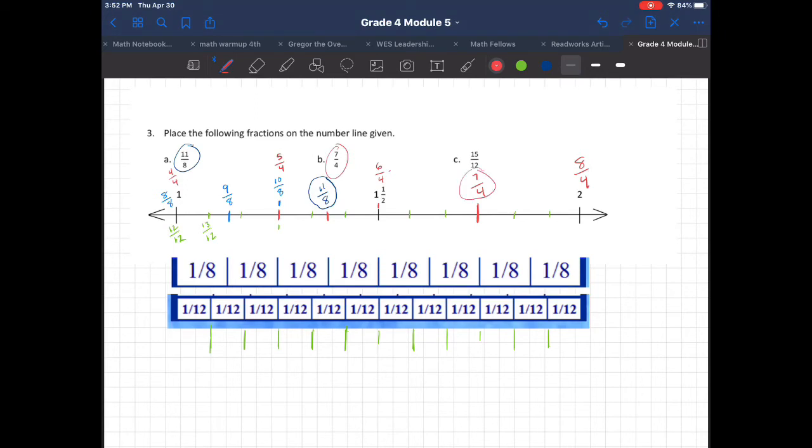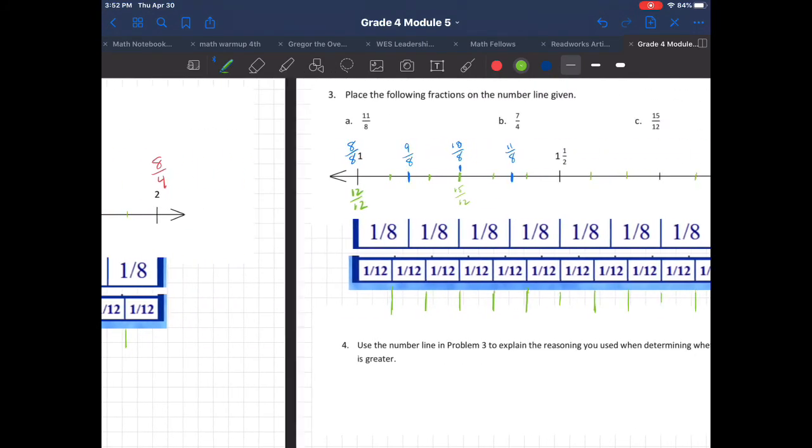And finally, 15/12. So here's my 12ths in the green. And I did have to paste in the 12ths to figure out where those go. So I knew that 1/12 more was right there. So 12/12 is 1, 13/12, 14/12, 15/12. That's what we're looking for. 15/12 ends up being right there. And of course, you could also call that 1 3/12.